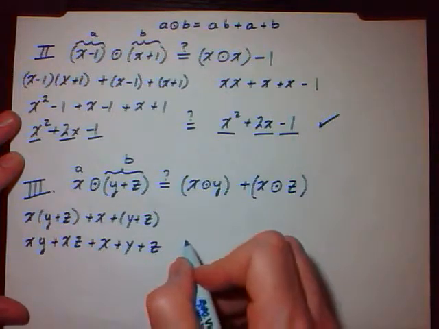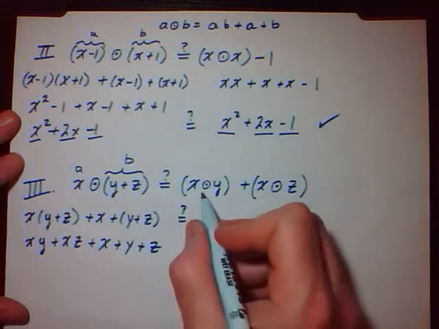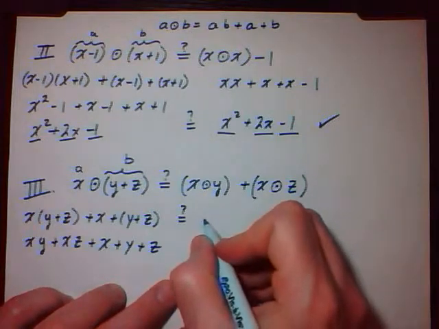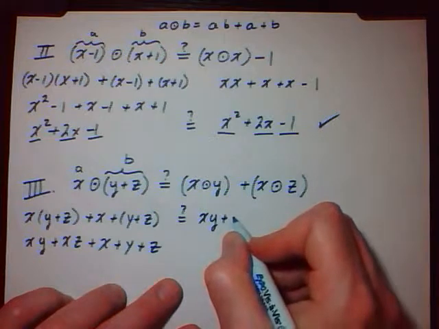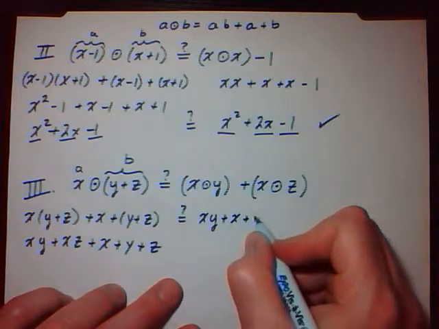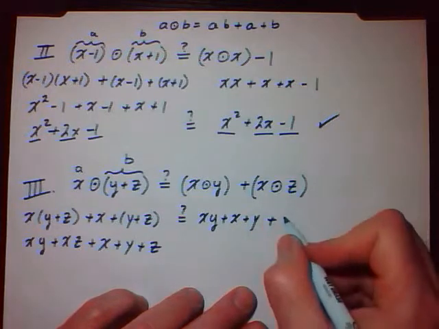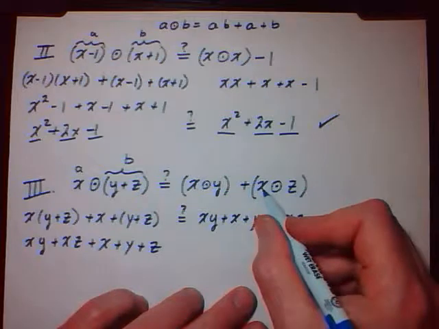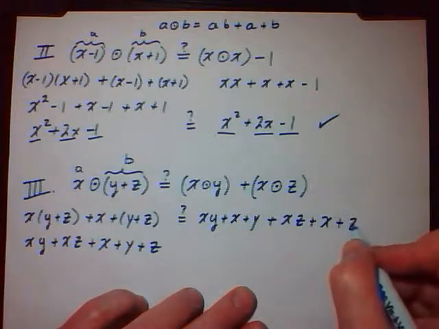Now let's look at the right-hand side. First, this expression, x dot y, is going to be the product, x times y, plus the sum, x plus y, then plus the product, x times z, plus the first number, x, plus the second number, z.